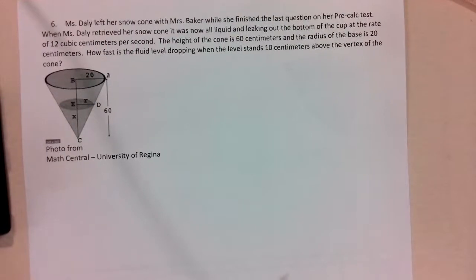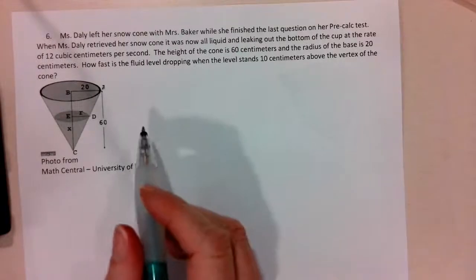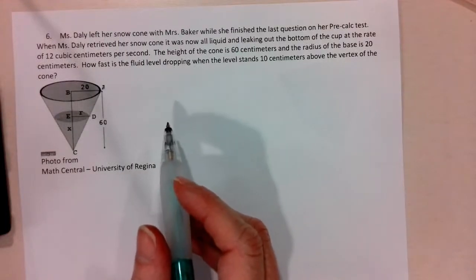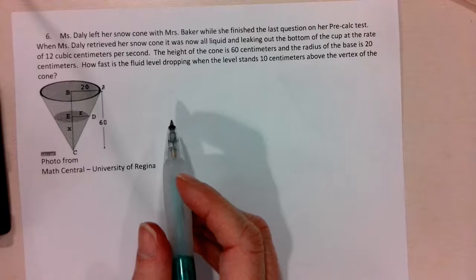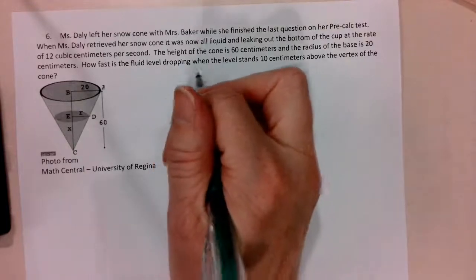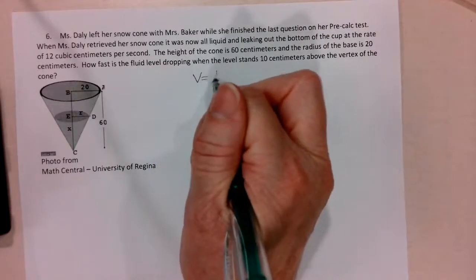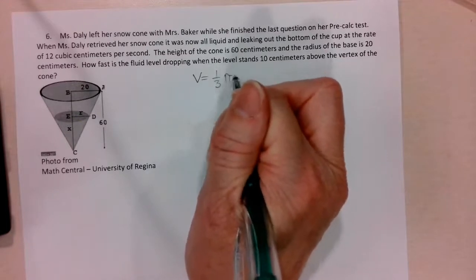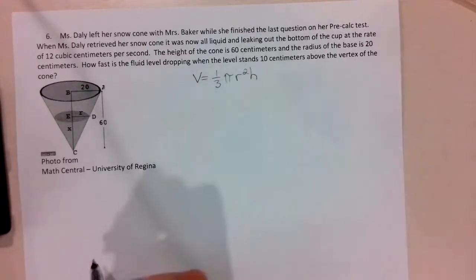Lesson 3.9, Day 2. Pause the video, read the question, and then start it back up. One of the things that you'll be given is volume in a cone, which is 1/3 pi r squared h.